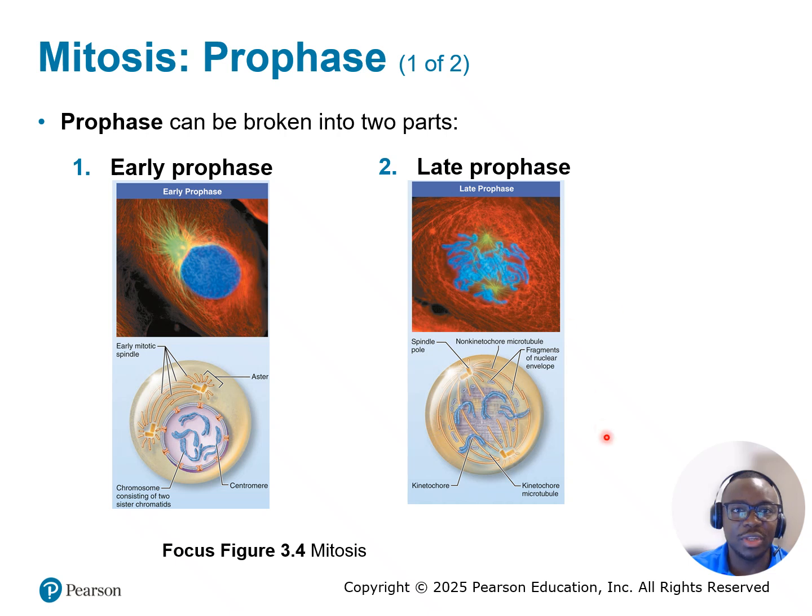In late prophase, the nuclear envelope breaks apart. Special microtubules attach to the specific area on the centrosome called the kinetochore and serve to pull chromosomes to the center or equator of the cell. The remaining non-kinetochore microtubules push against each other, causing poles of the cells to move further apart.